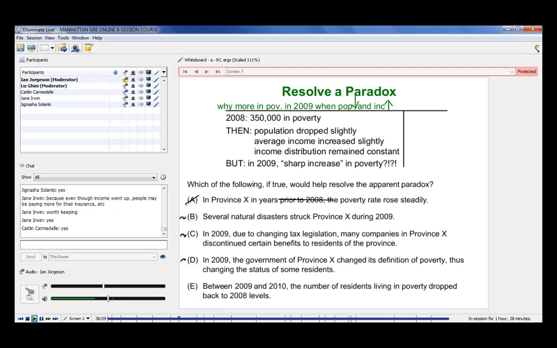Between 2009 and 2010, the number of residents living in poverty dropped back to 2008. Jignasha, tell me why. Hop on the mic and tell me why E is wrong. Okay, just type it in then.